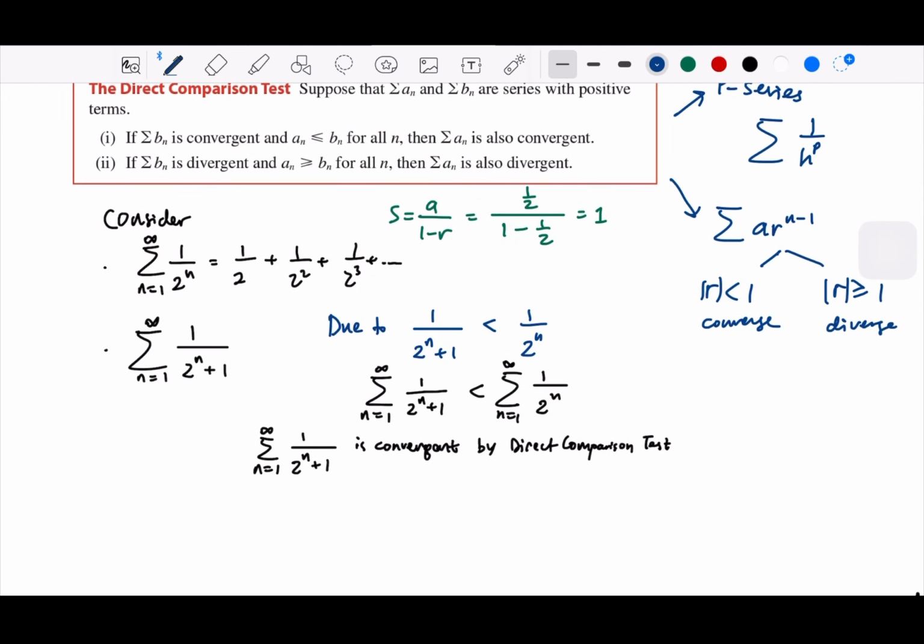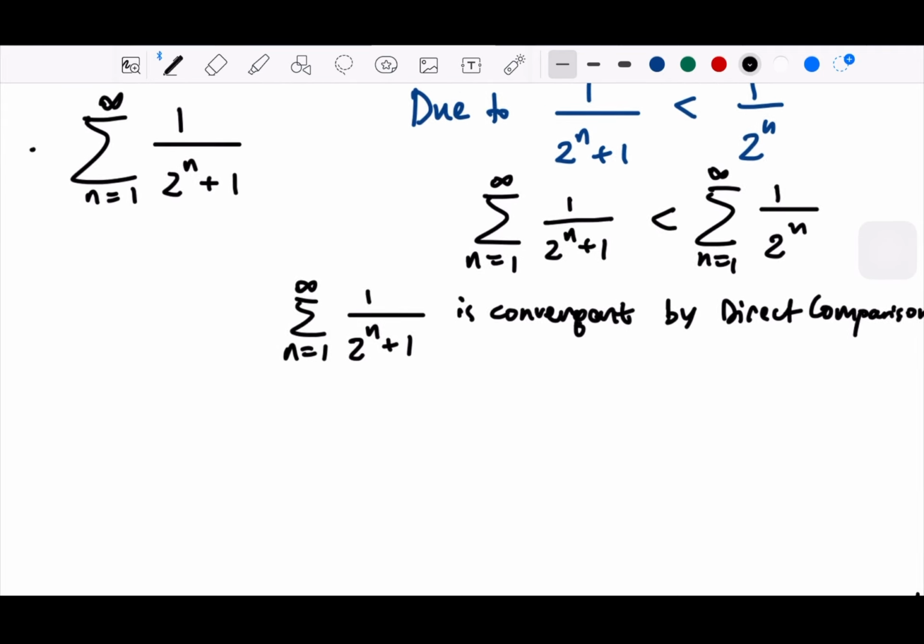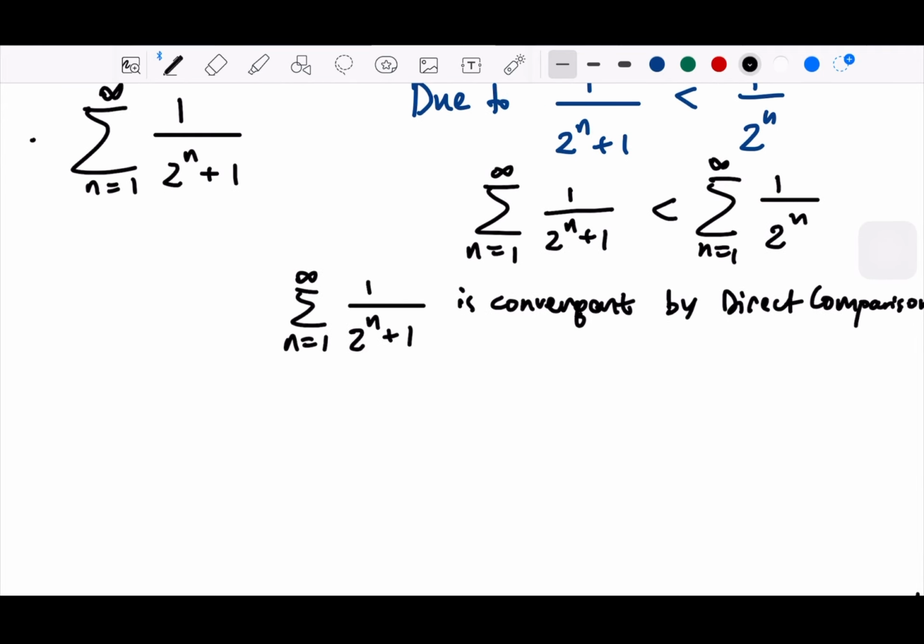But something terrible happens. If we take, for example, 1 over 2 to the power of n, and it's not plus 1, it's minus 1. What do you think?